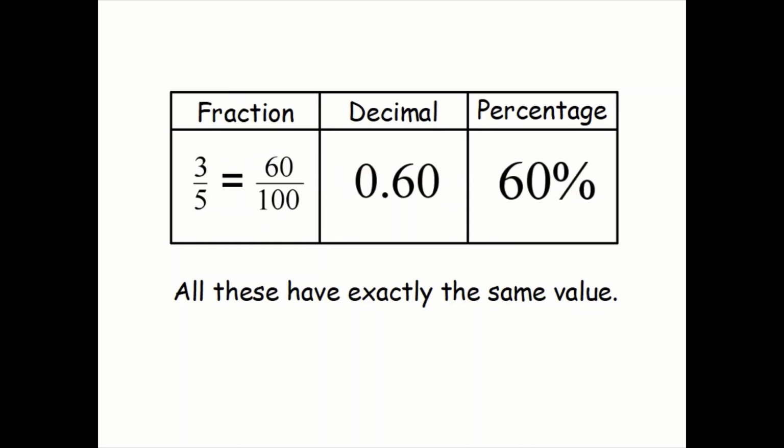And similarly with this one, hopefully you can see now where I got the 3/5 from, because 60% is 60 out of 100, and 60 out of 100 simplifies to give 3/5.